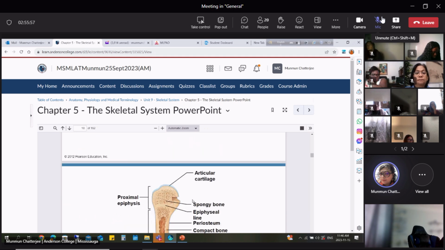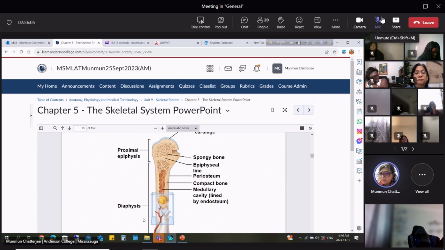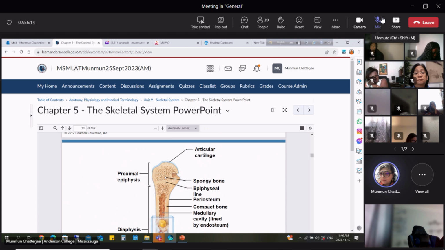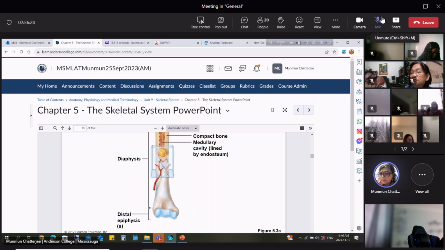When it is articulated, this part is called the diaphysis and this is called the epiphysis. Epiphysis is the region of bone growth. When the bone goes from the beginning, from kids, until they become adults, the growth takes place in the epiphysis. So diaphysis is this area, compact bone.